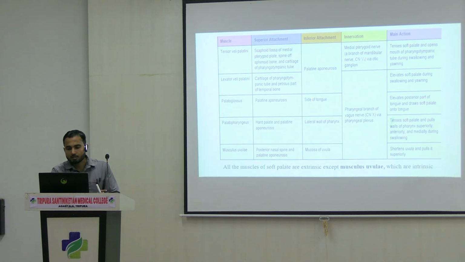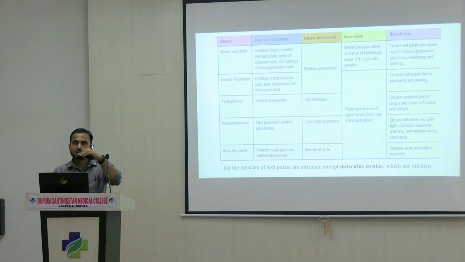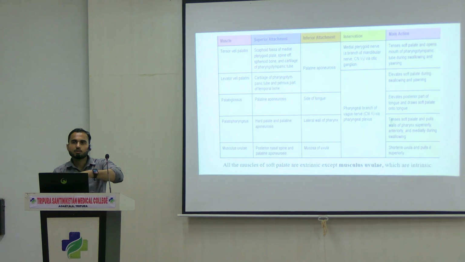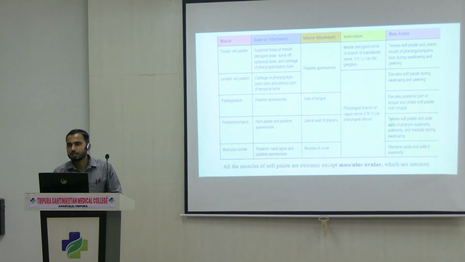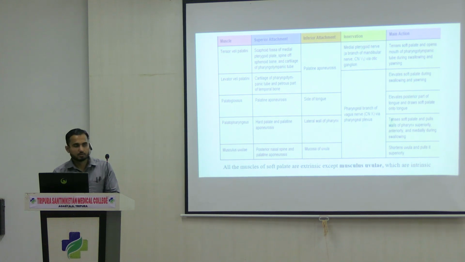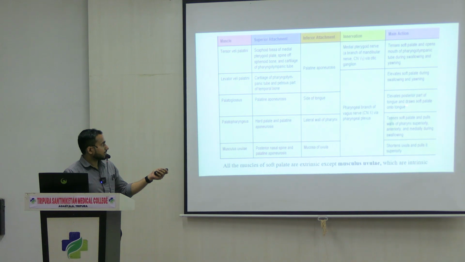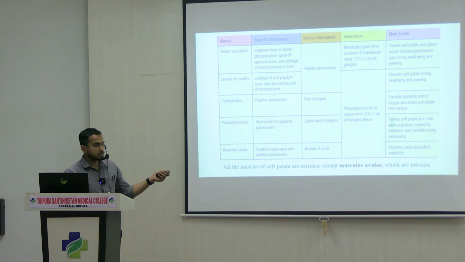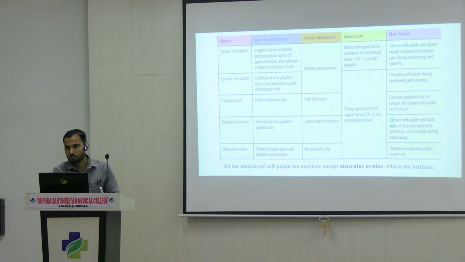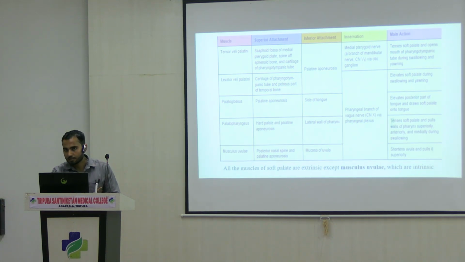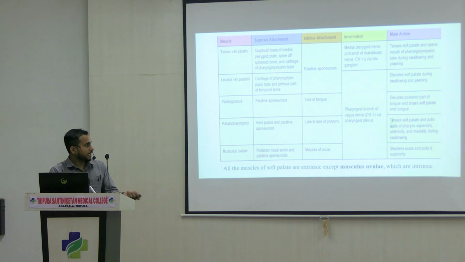Next, palatoglossus. Palatoglossus acts directly on the tongue, though it is going to the tongue from above. What will it do? It will pull the tongue; it helps in elevation of the tongue. Palatoglossus elevates the posterior part of the tongue and draws the soft palate onto the tongue. That is the main function of the palatoglossus. Next, the palatopharyngeus. It also helps in creating tension in the soft palate.